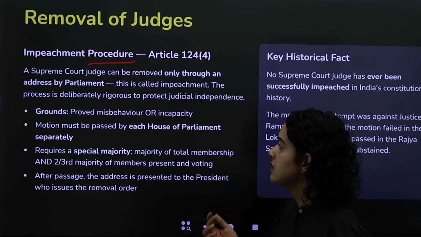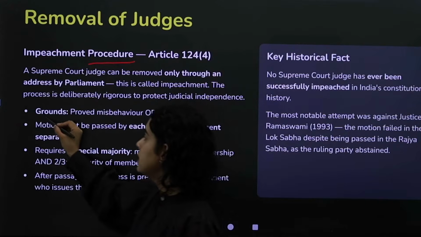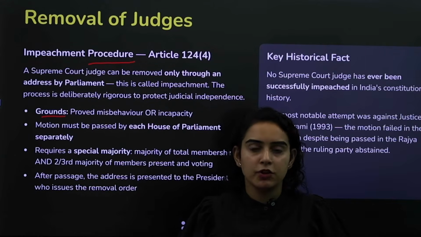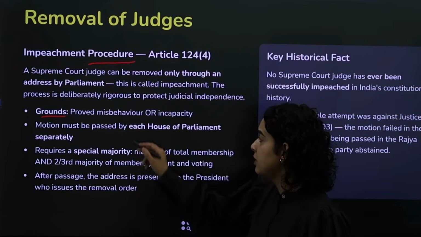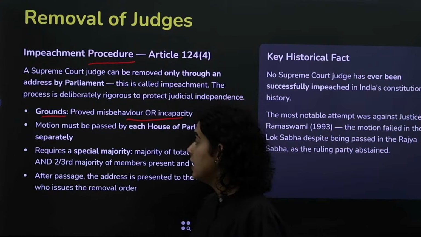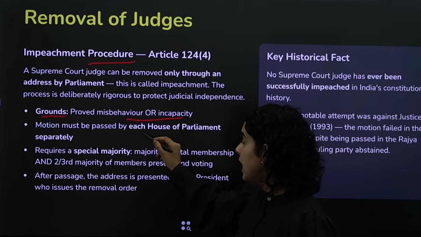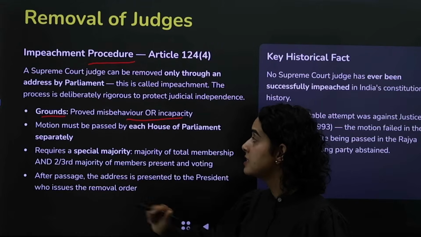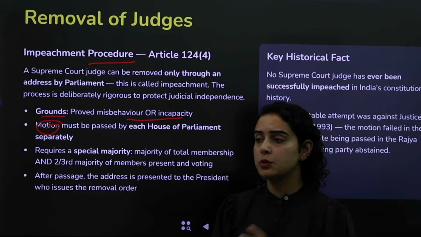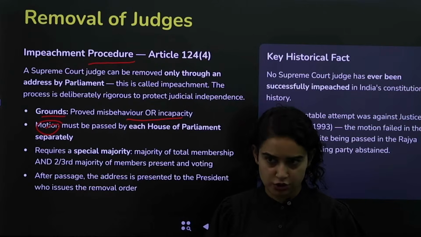Okay, now what is this process? Let's understand this. First thing, what can be the reason for removal? Can we just remove the Supreme Court judge for any reason? No. The reasons have to be either proven misbehavior or incapacity. Simple, right? And now how does this process begin? To start this process, any house can start a motion. Motion basically means a proposal or a resolution that we want to remove this person from the position of a Supreme Court or a High Court judge, right?